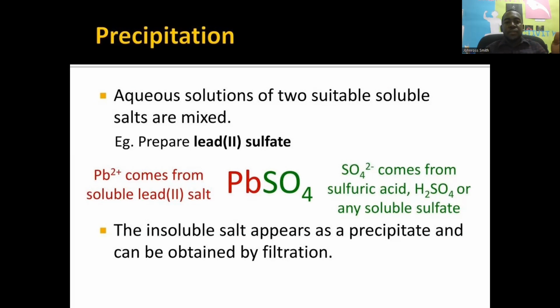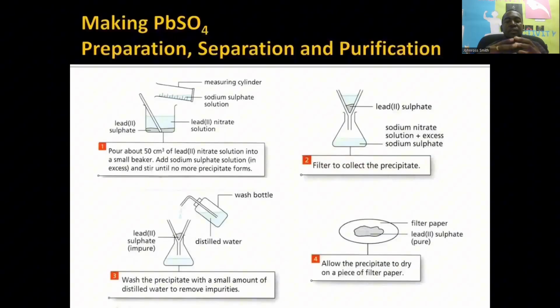So what we can do is pour 50 cm cubed of lead(II) nitrate, because this is a soluble salt, into a small beaker and add sodium sulfate, which is also a soluble salt. Now when you mix lead(II) nitrate and sodium sulfate, we will have lead sulfate and sodium nitrate being formed. Again, sodium nitrate is soluble, but the lead(II) sulfate is going to be insoluble, so it will settle at the bottom of your mixture.